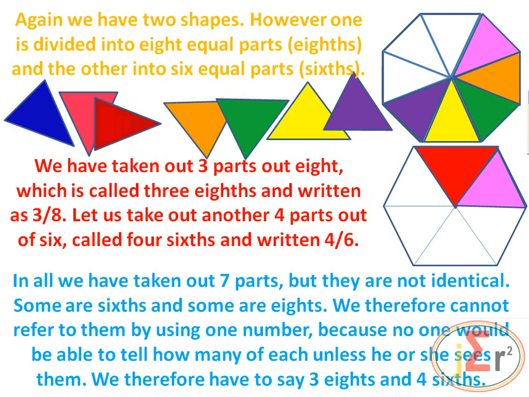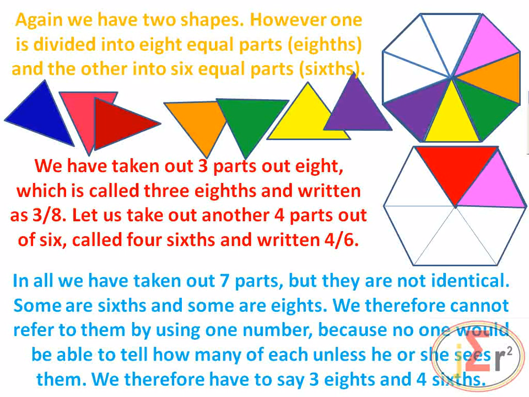Right, so we cannot assign to them one name saying that we have 7 eighths and 6, because we will not be able to tell the number of each. Because they are different, we have to single them out and call them differently.